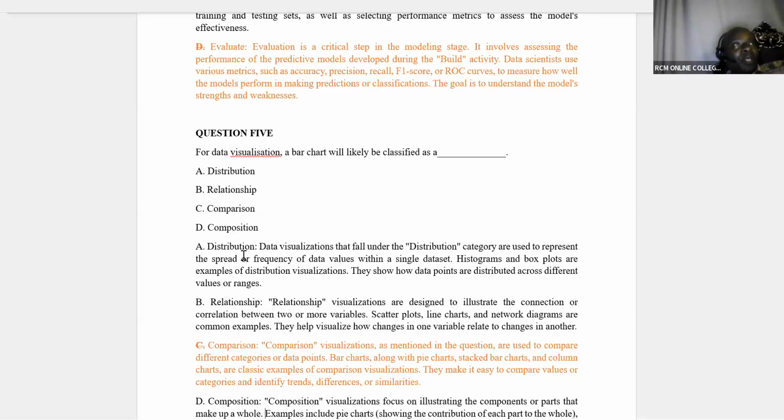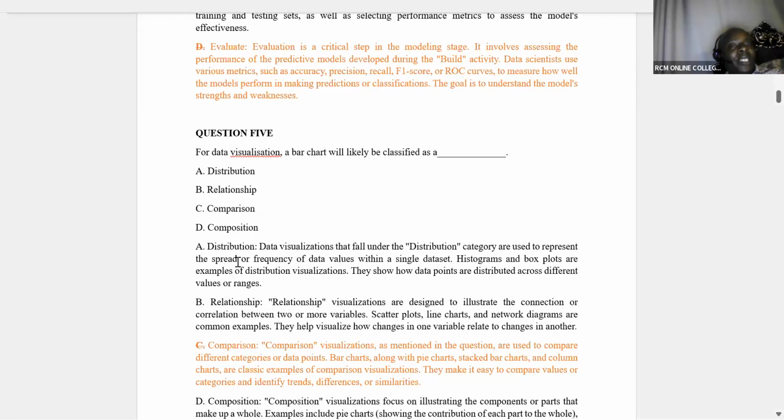Then we have relationships. We have comparison. Composition, ladies and gentlemen, here we are looking at components. Like the pie chart is able to bring out those components very well. Comparison, we have comparing those bars. All right. So you're right. In this case, ladies and gentlemen, the correct answer is comparison.